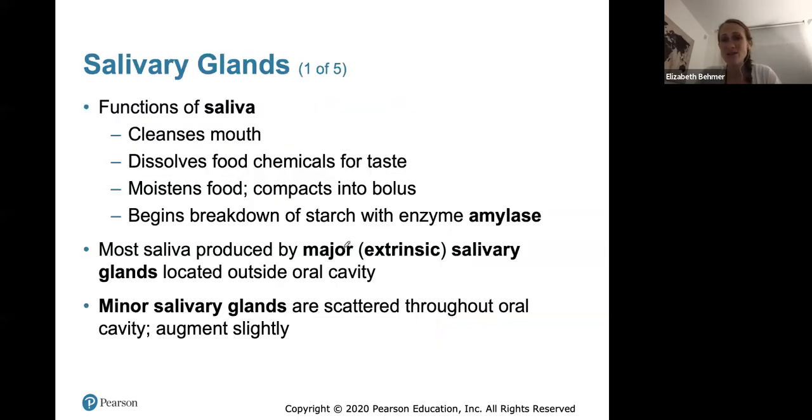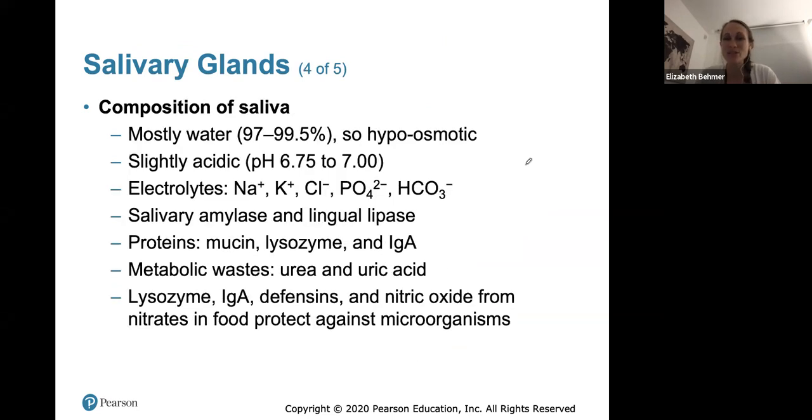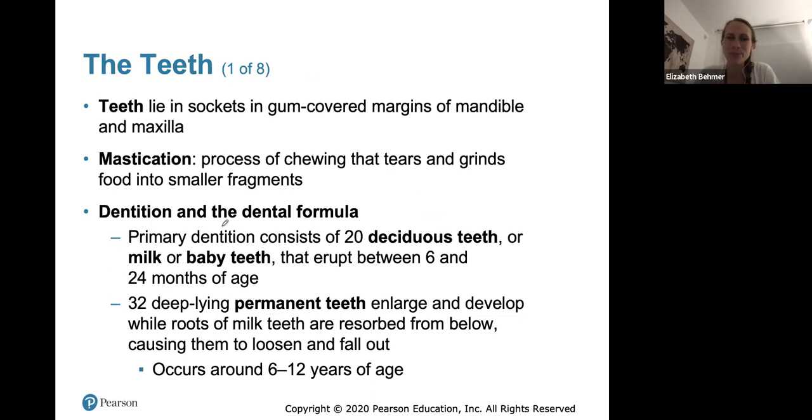The functions of saliva: saliva is very important for keeping your mouth clean, dissolving food chemicals so that you can taste them. Saliva will moisten the food, compact it into what we call a bolus, and begins the breakdown of starch with the enzyme amylase. And we have various salivary glands located throughout the mouth: the parotid, submandibular, sublingual. The composition of saliva is mostly water. It's slightly acidic, but it does have lysozyme and the salivary amylase, which either helps to protect against microorganisms or break down carbohydrates.